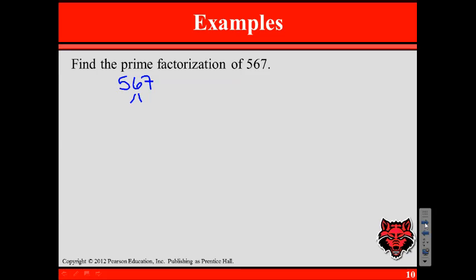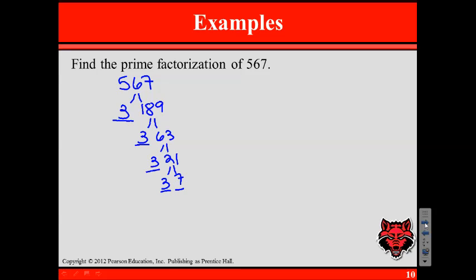It doesn't matter how large or small the whole number is, we go through the process the exact same way. So we start dividing by prime numbers. We see that 2 doesn't work. We go to 3, and 567 divided by 3 is 189. We try to divide by 3 again. We get 63. We can kind of cheat at this point because we've already done 63. I'm going to underline my prime numbers. 63 is 3 and 21. 21 is 3 and 7.